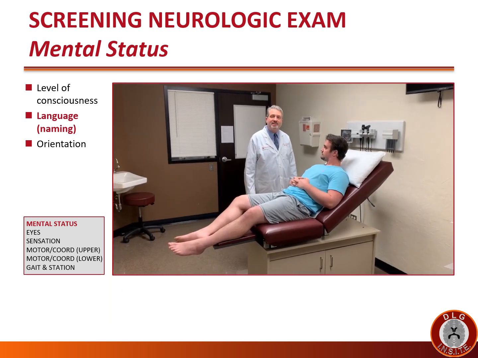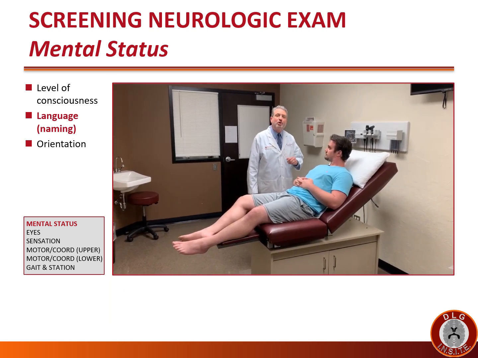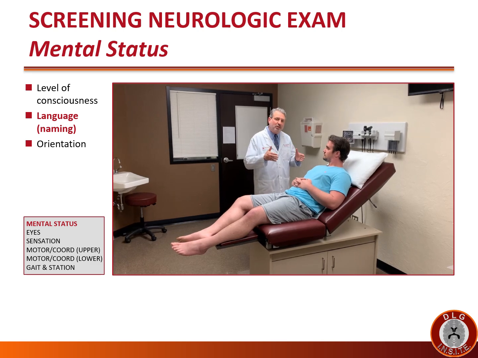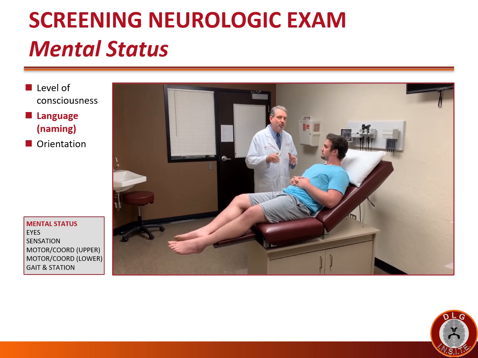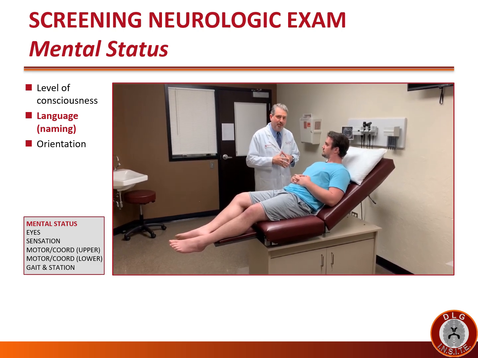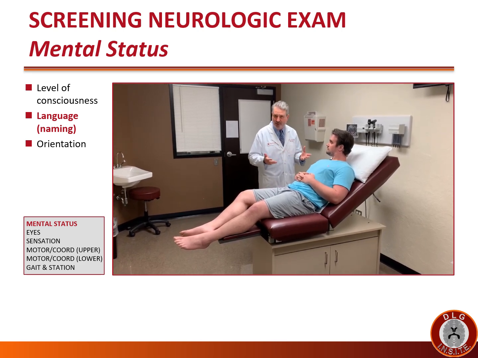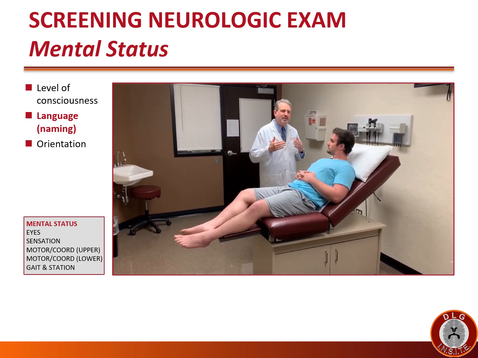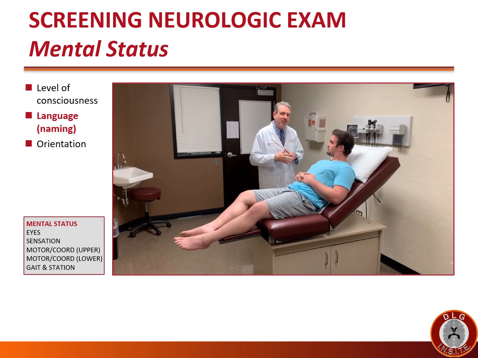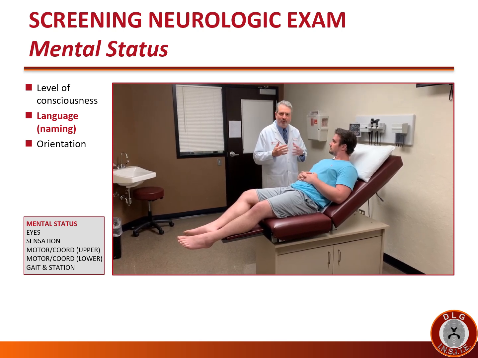Let's now test language. Now, there are 4 components to language testing, but in the essential neurologic exam, we're only going to test one of those components. That's naming, because naming is abnormal in all language dysfunction, all aphasias. And try to use things that are really well known to the patient so that you don't pick dialect or other terms they may not know.